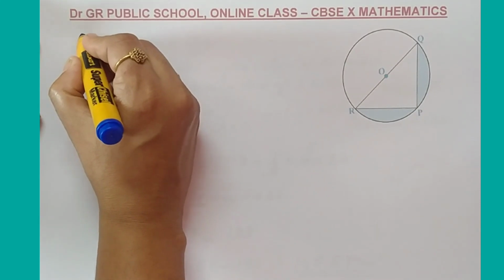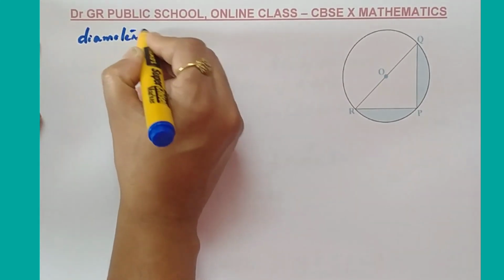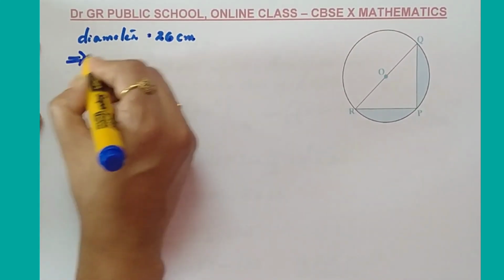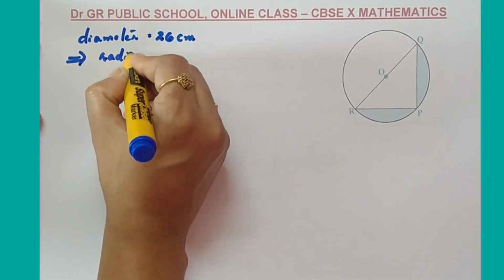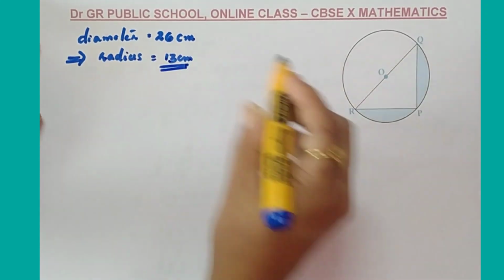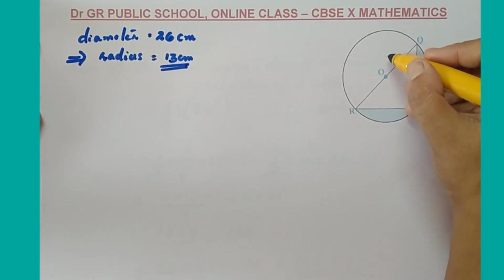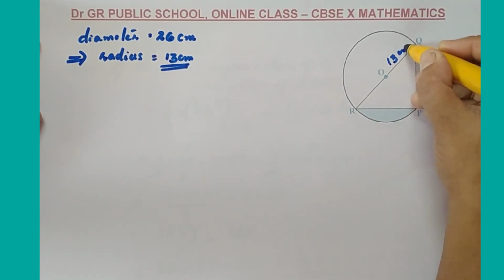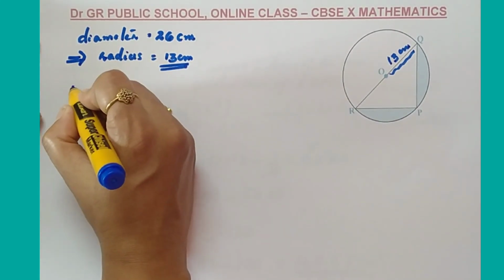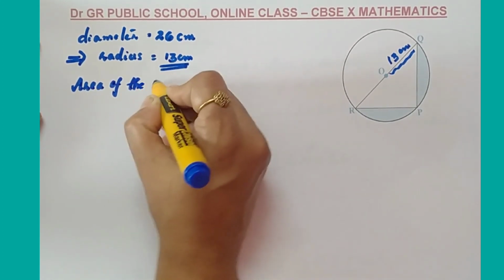Thus, the diameter obtained is 26 centimeter. If diameter equal to 26, we can say that the radius is 13 centimeter. Radius 13 centimeter. Now, I am going to mark the radius 13 centimeter in the given figure. 13 centimeter the radius. This much is 13. We are going to find the area of the shaded region.